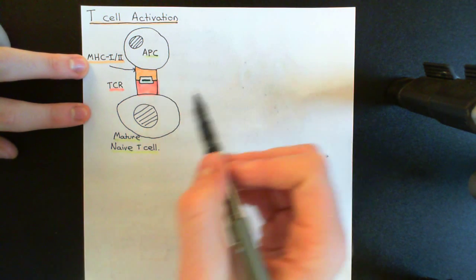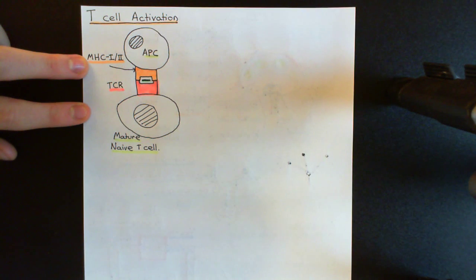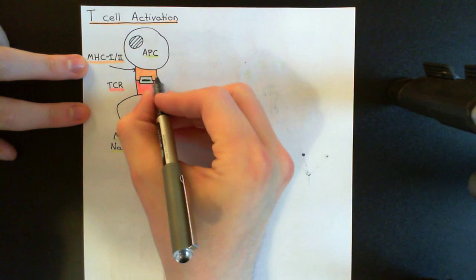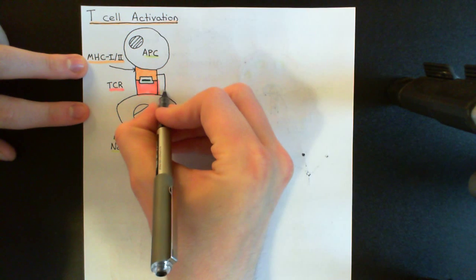And there are those two populations of T cells, the CD8 positive T cells, which are going to be part of the cell-mediated adaptive immune response and are also known as cytotoxic T cells, and the CD4 positive T cells, which are going to be part of the humoral adaptive immune response and which are also called the helper T cells. So I'll draw the co-receptor here.